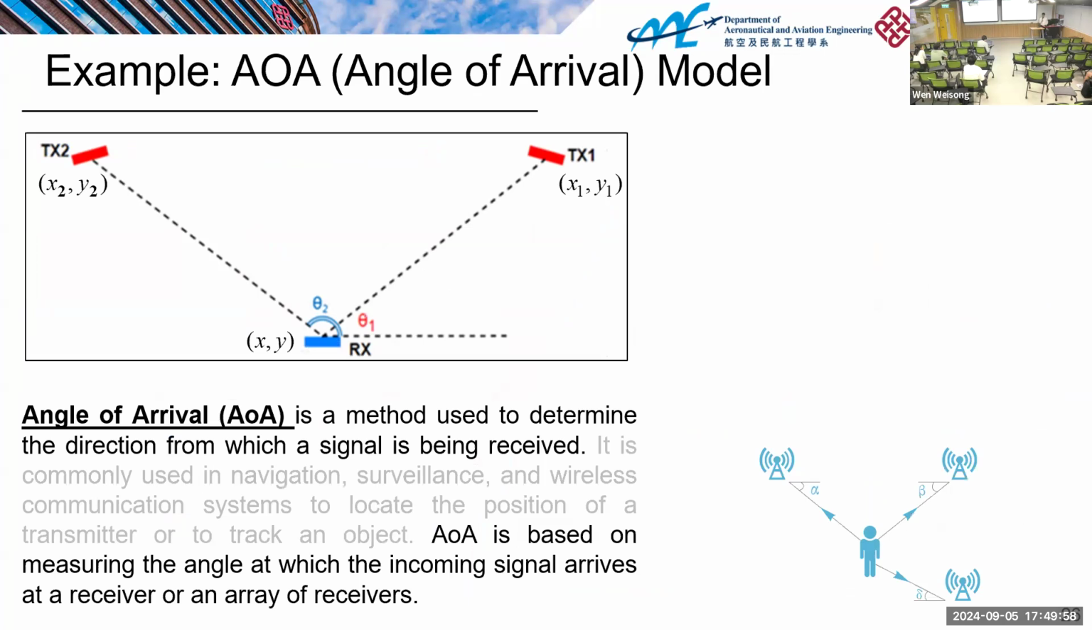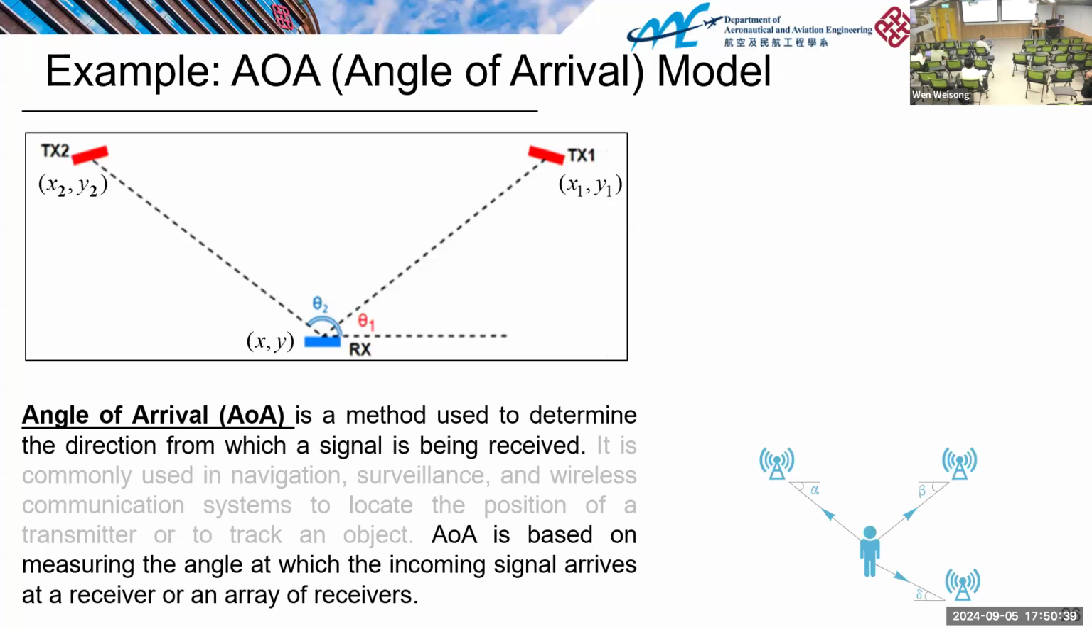Another example is called angle of arrival. You see, for different transmitters, TX1, TX2, the positions of TX1 and TX2 are known variables, and the unknown variable is x, y. The measurement here is not the range. In the previous page, the measurement was a range. The measurement here is the angle. That's why it's called angle of arrival. So the measurements are the angles theta 1, theta 2.